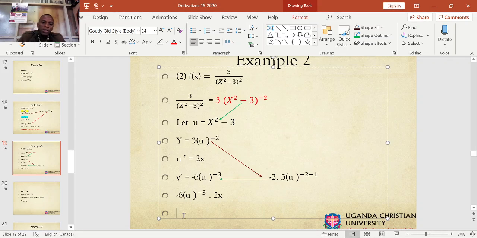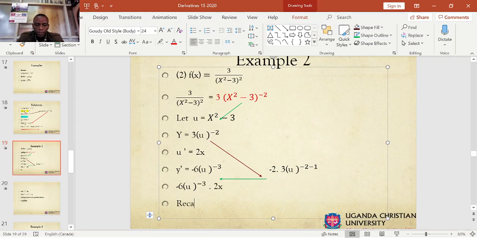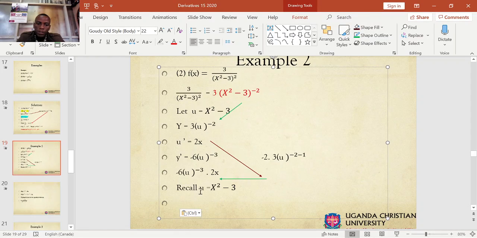Alright, and then recall our u. We want to replace our u. u is equivalent to x squared minus 3. So we can replace this u in our final answer here.